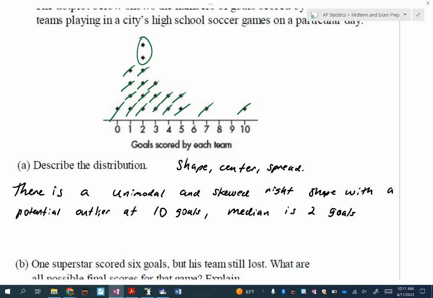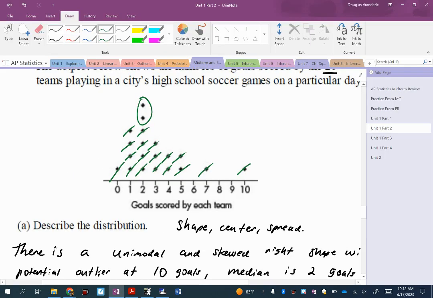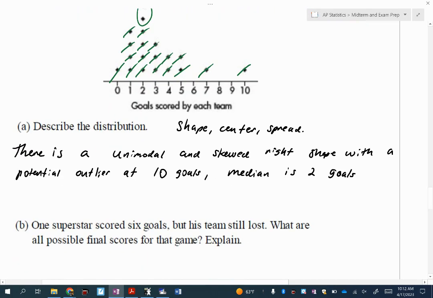You're good. I'm just saying, all you got to do is slot in the word and say the center. The center is 2 goals. That's fine if you're not going to actually say it. But we just found it. The median is 2. All right, so that addresses the center.